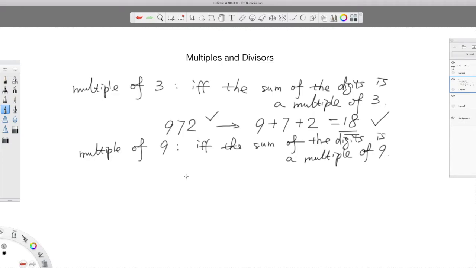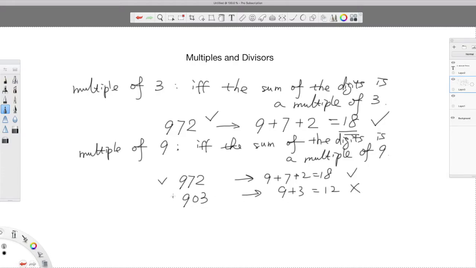So let's take 972 again. Is it a multiple of 9? Well, the sum of digits is 9 plus 7 plus 2 equals 18, which is a multiple of 9. So 972 is a multiple of 9. And how about 903? The sum of digits is 9 plus 3 equals 12, which is not a multiple of 9, so this number is not a multiple of 9. And we're going to prove this.